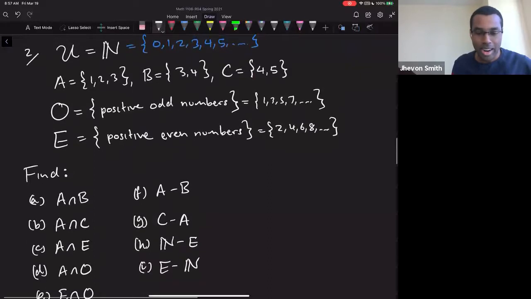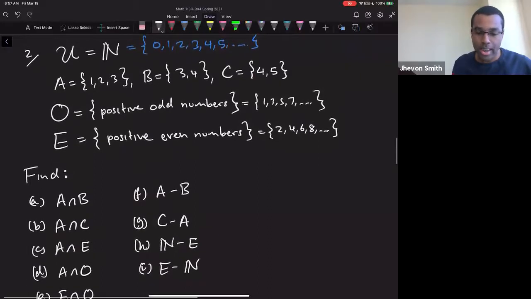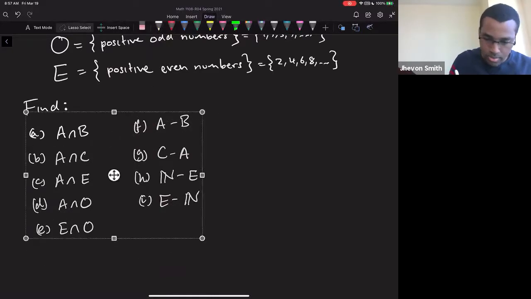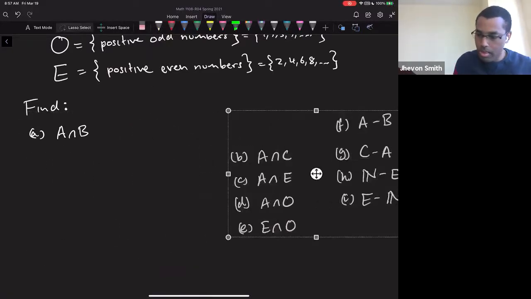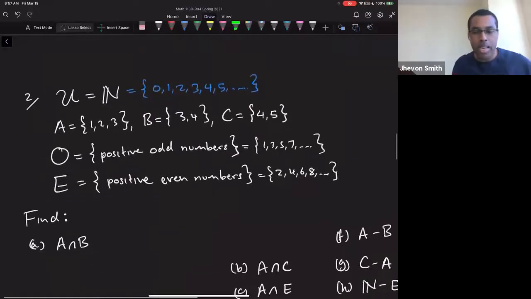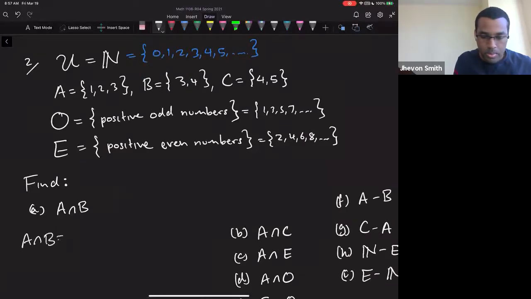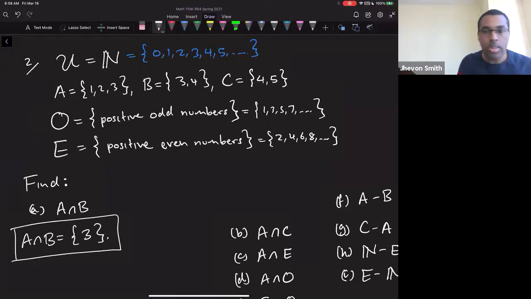Let's get into it. All right, so that's U, that's our A, and so on. Let's do that over here. So how about A intersect B? What is it? A is the set containing 3, right? So the intersection is also a set. That's what's in both A and B at the same time.